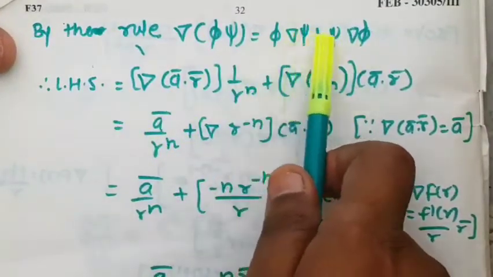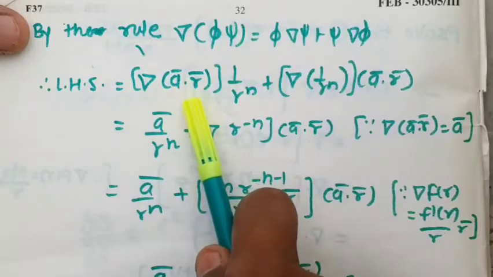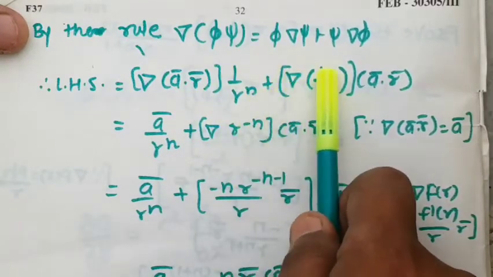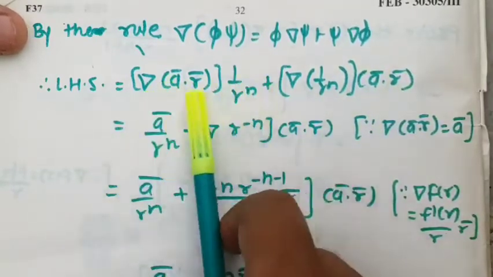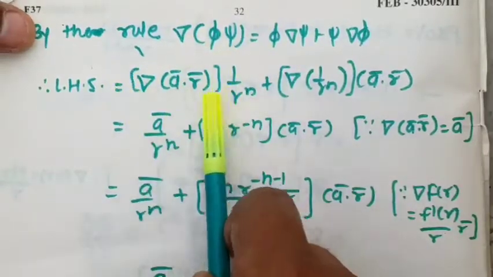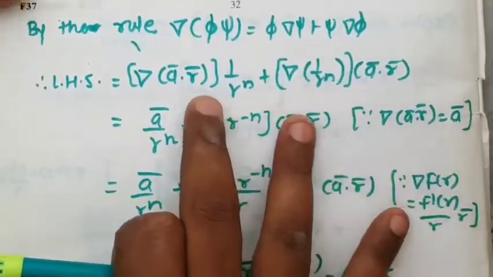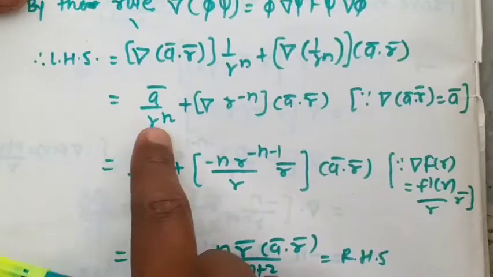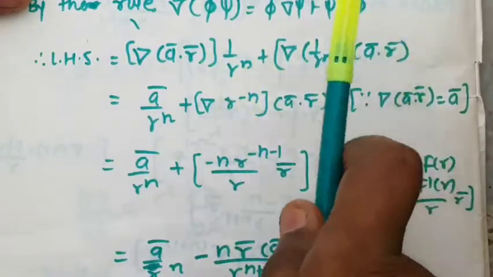Now let us apply this rule to the previous step. So del of phi is a bar dot r bar into psi, plus del of psi, that is 1 by r raised to n, into a bar dot r bar. While applying this rule, you need to use appropriate brackets so that there will be no confusion in the steps and calculations. Use appropriate brackets at every step. Now we are going to calculate this and this. These two will be as it is.